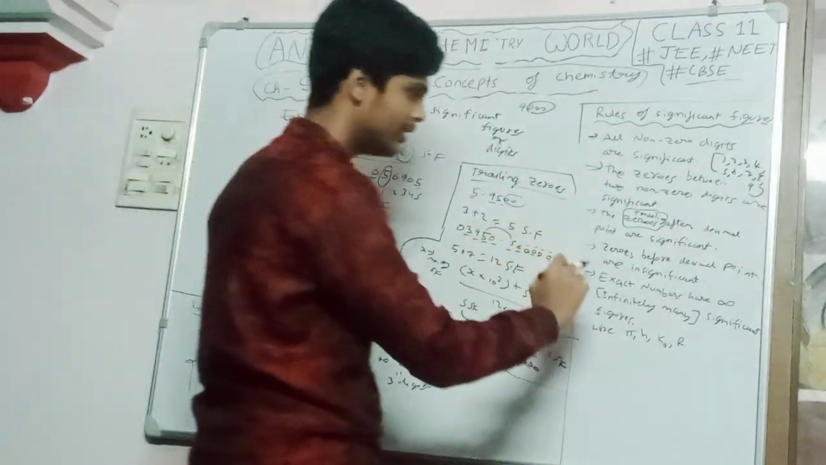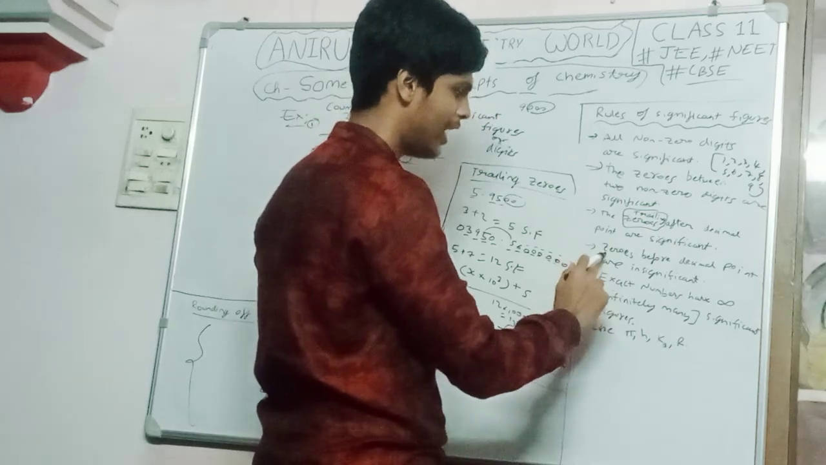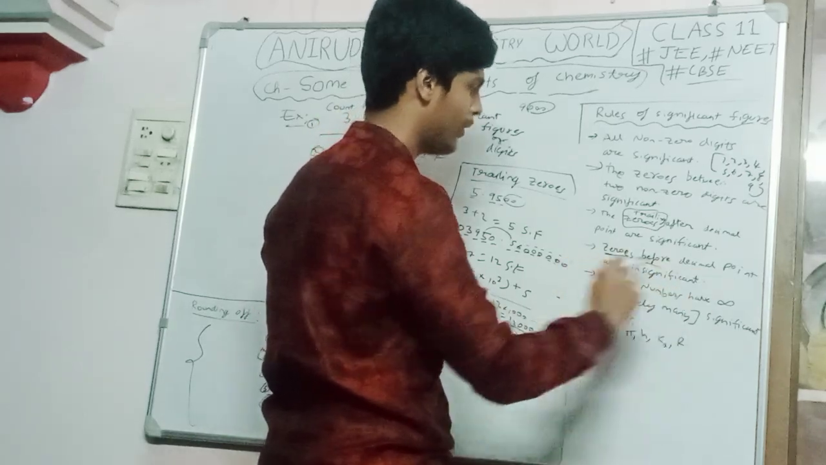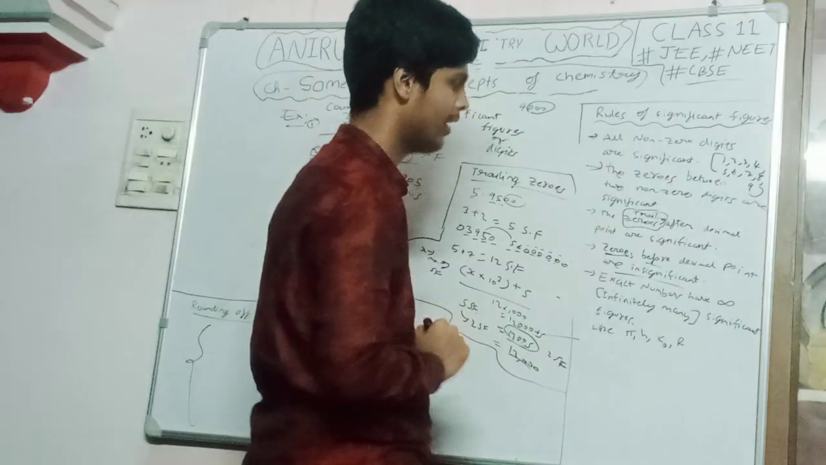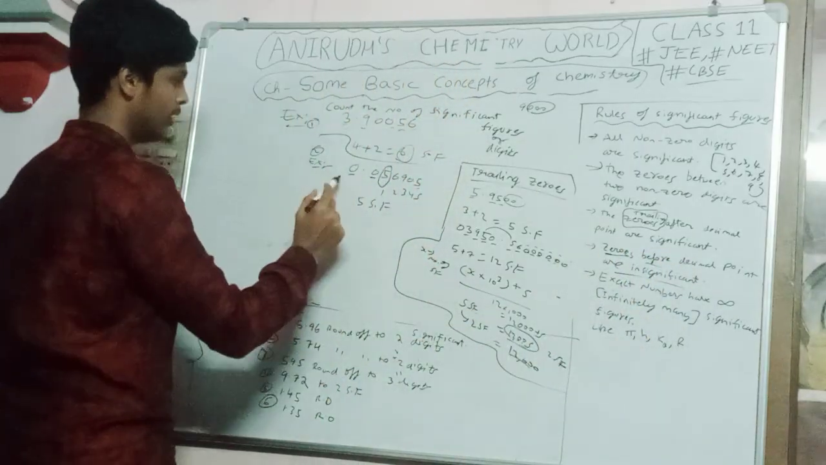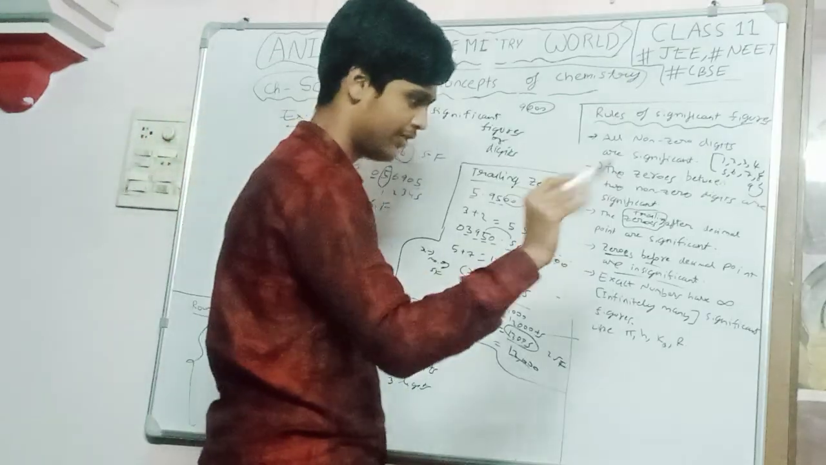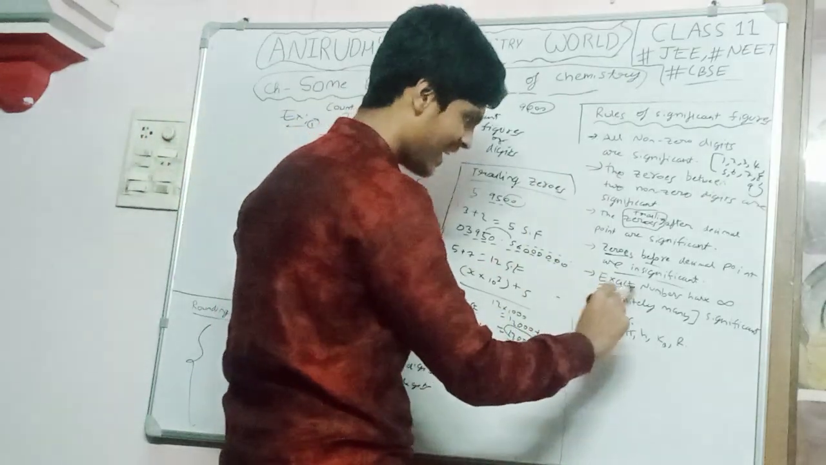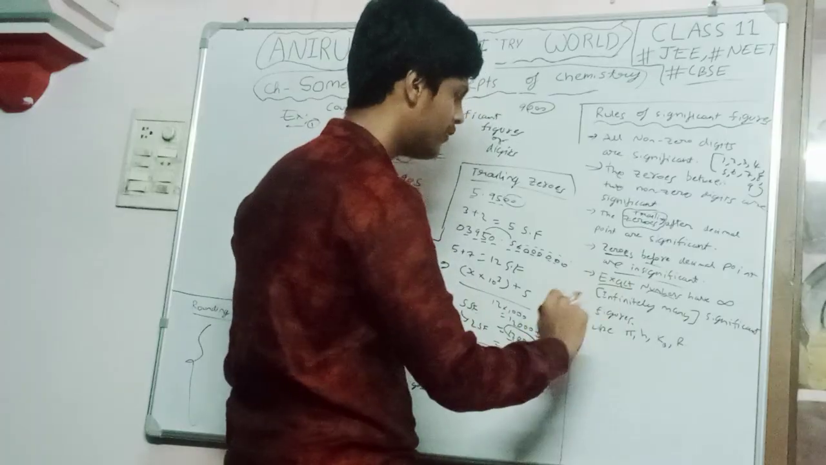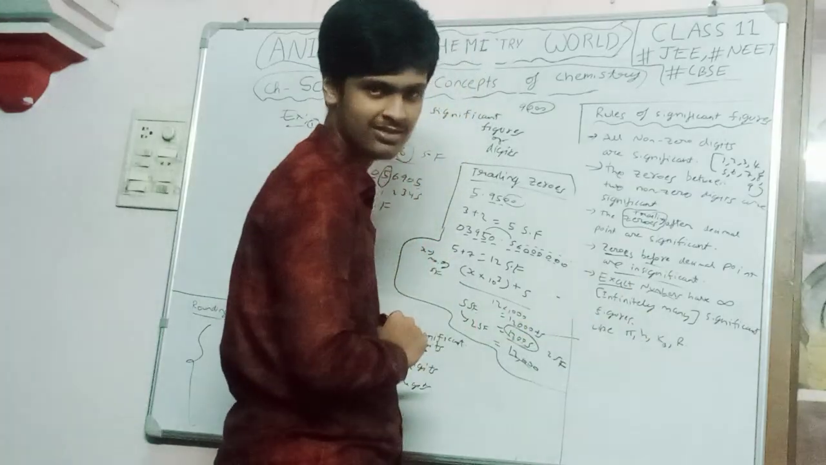Now this is the important thing. I already told that zeros before the decimal point are insignificant, not significant. The exact numbers have infinitely many significant figures.